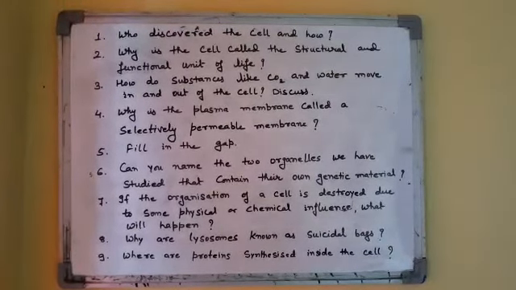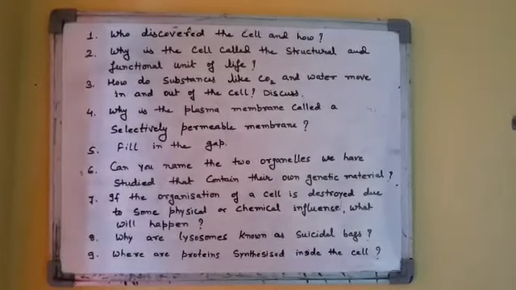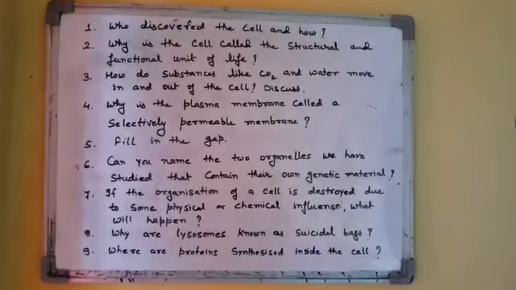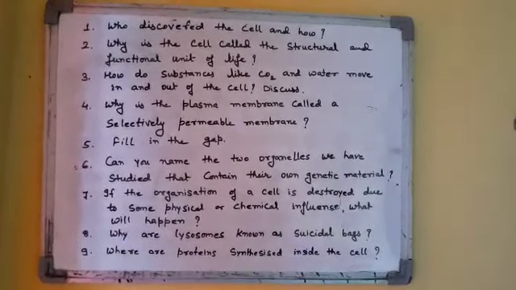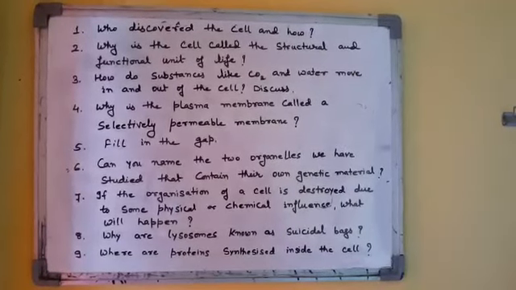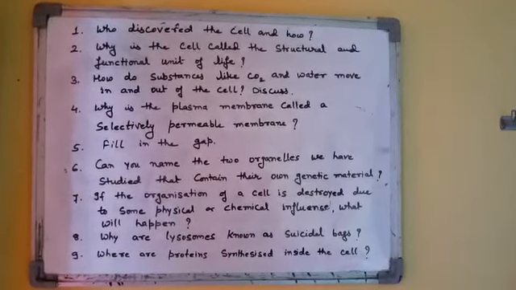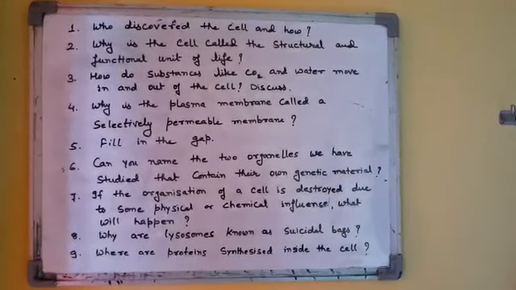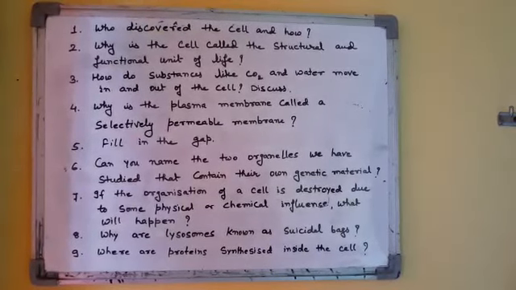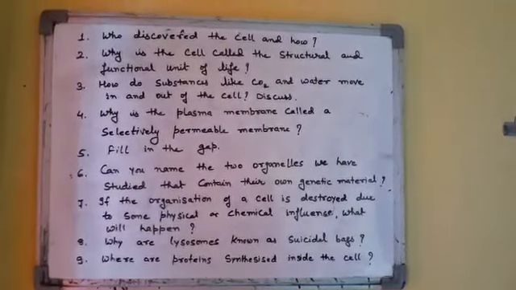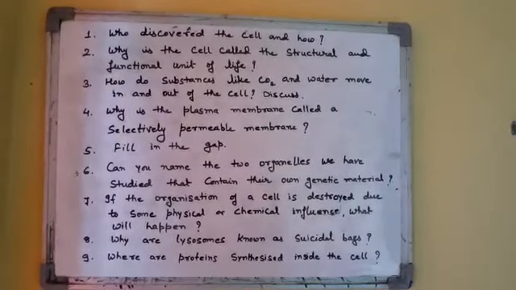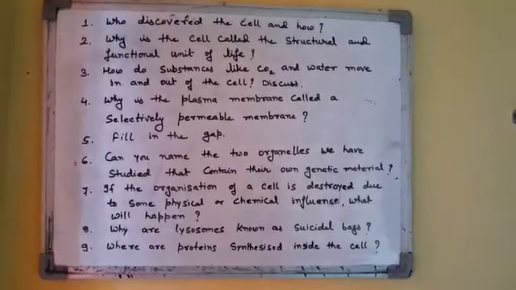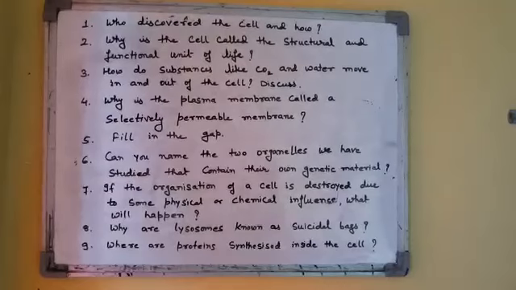In the second question, why is the cell called the structural and functional unit of life? Here you will tell about the features of the cell which make it the structural and functional unit of life. All living things are made up of cells. Cells make up their body as well as perform functions which are actually performed by the organism. So in this answer you will explain how and why the cell is the structural unit of life and functional unit of life.